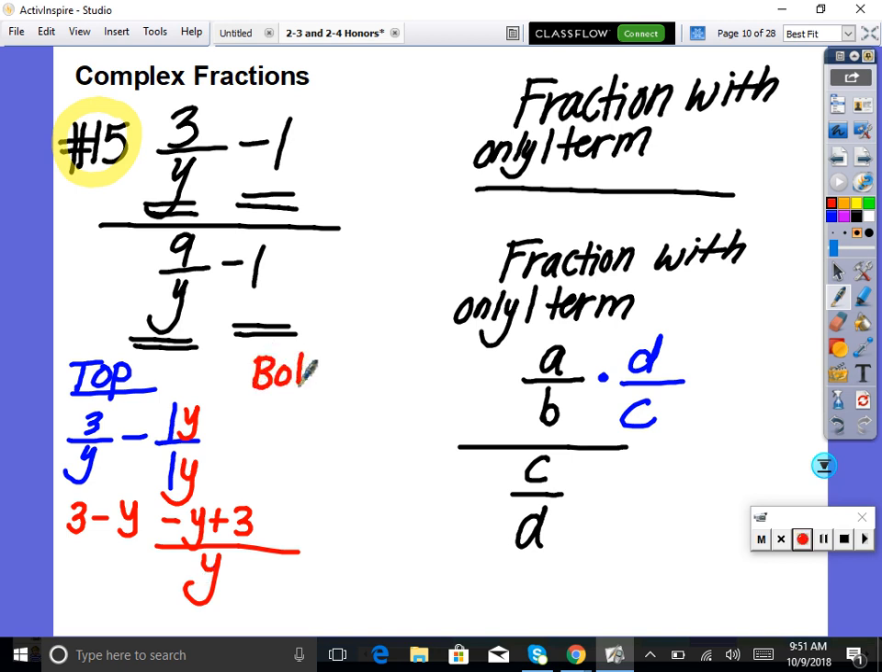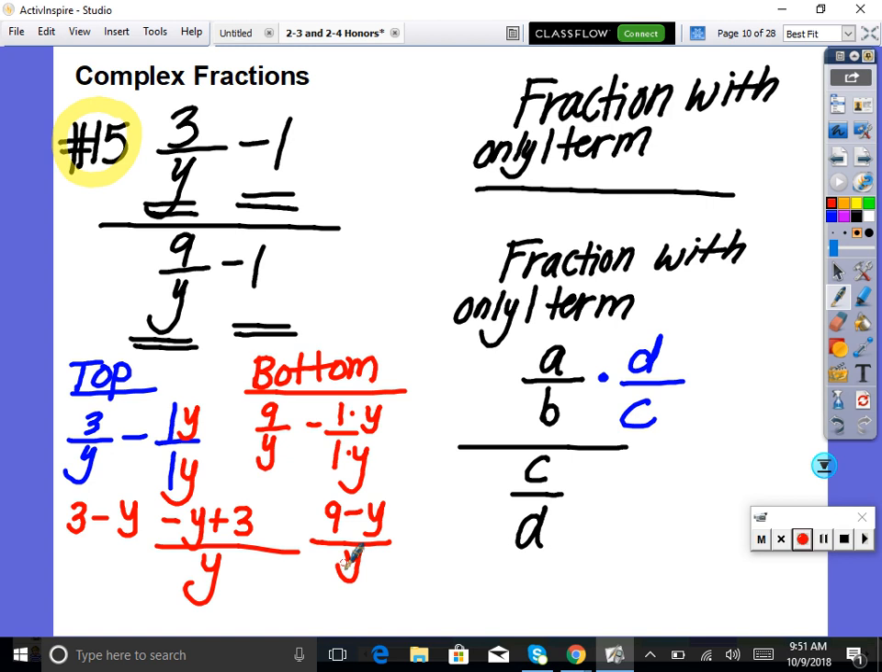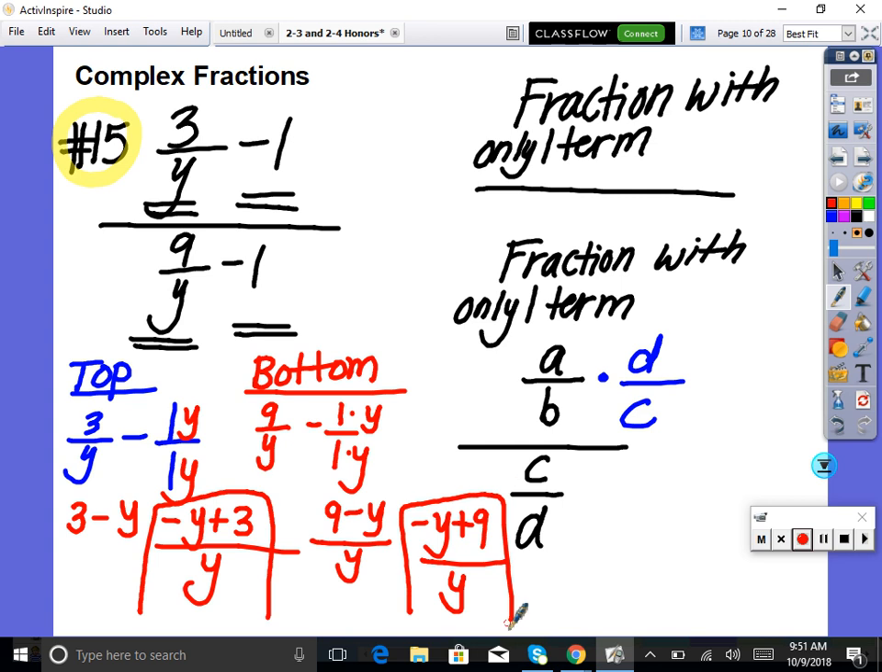You would just show your work. On bottom, that's 9 over y minus 1 over 1. So then we get a common denominator, times by y over y. So then that would be 9 minus y over y, which in standard form would be negative y plus 9 over y. That's our bottom. I'm just going to keep your eyeballs because there's a lot of stuff going on. That was the top. That was the bottom.